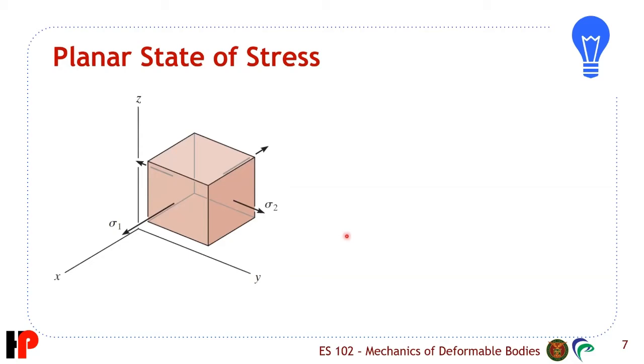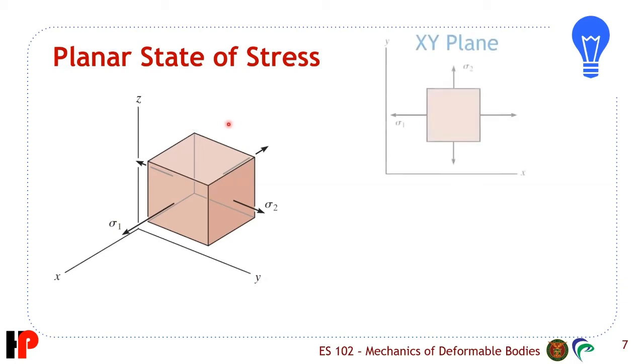So, ganyan, sigma 1, sigma 2 lang. Wala yung sigma 3 na nandito sa Z. We can actually look from 3 perspectives. So, first, we look at it from the XY plane. Sabihin, top view. So, makikita natin si sigma 1 papunta kay X. So, ito yun. And then, si sigma 2 papunta kay Y. So, ito naman yan. Okay? So, top view po yan.